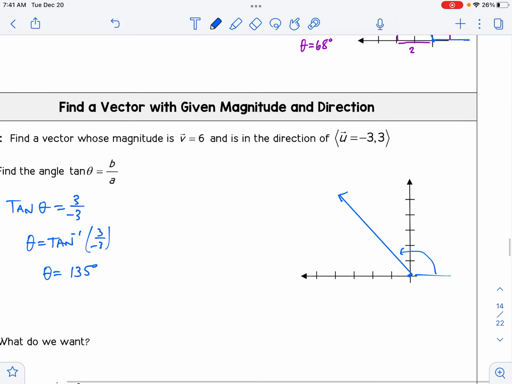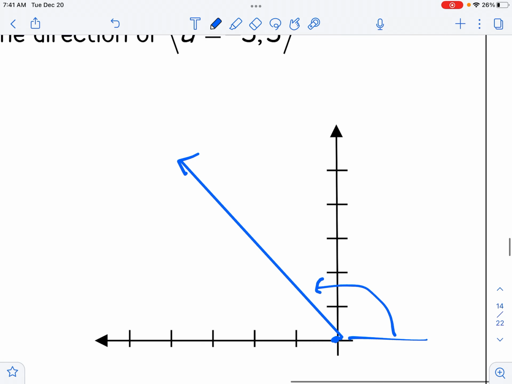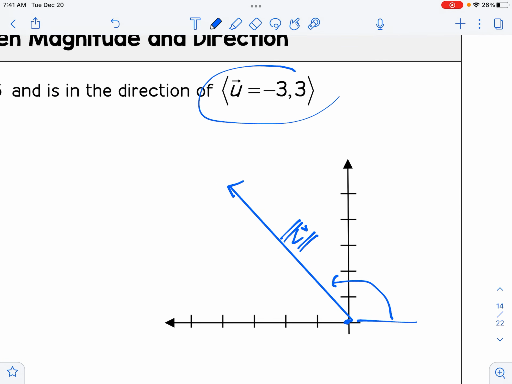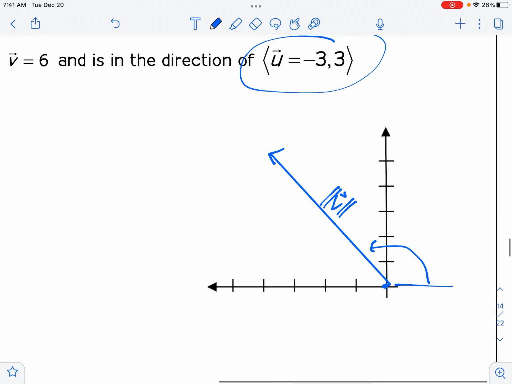Now if the magnitude of my vector is 6, I can find the components of my vector. Don't be fooled here. They weren't 3 and negative 3. It's just telling us that's the direction of it. So what we would want to do is use the magnitude of the vector. Make a generic triangle here. We don't know what the lengths are yet, but we can find x using cosine and we can find y using sine. And the length of our vector is 6.